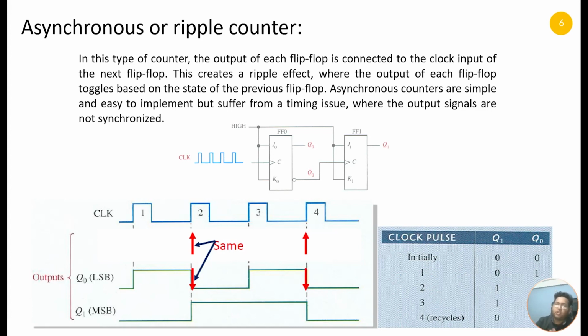In your presentation, you have explained the counters and types of counters, and you also discussed the asynchronous counter. Asynchronous counters have a specific problem: they suffer from a timing issue because the output signals are not synchronized and it creates a ripple effect. So we need to solve this problem. For solving this problem, we came to know that we have the synchronous counter.